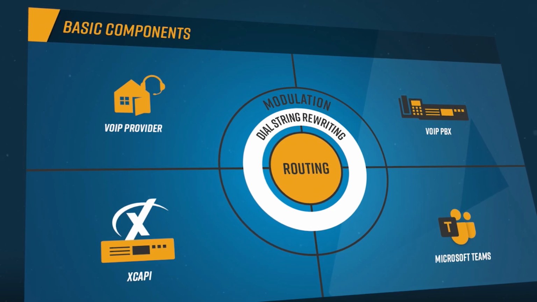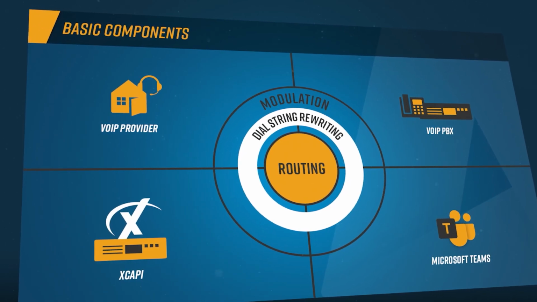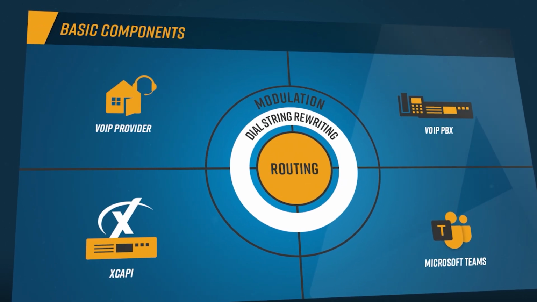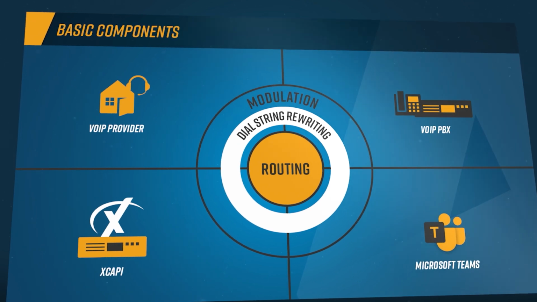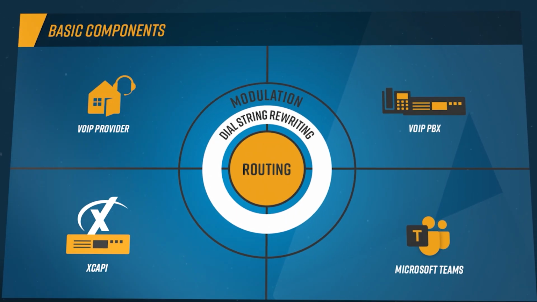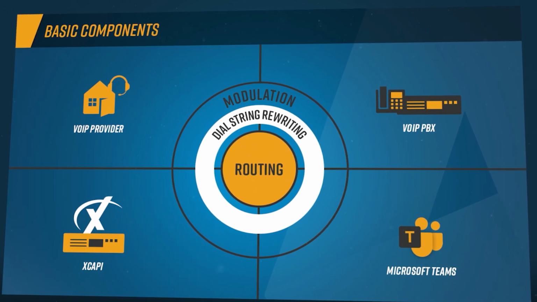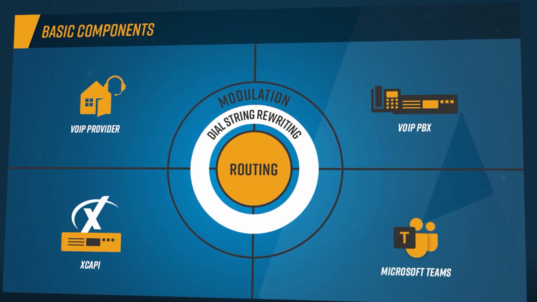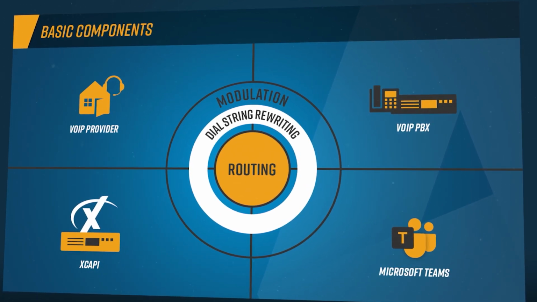To set up a dial string rewriting rule for calls to the provider in the right place, we recommend that you keep in mind anynode's onion principle. Our simplified diagram gives you an idea of how anynode works. In this example, you see 4 nodes: a provider, a PBX, Microsoft Teams, and an XCAPI.